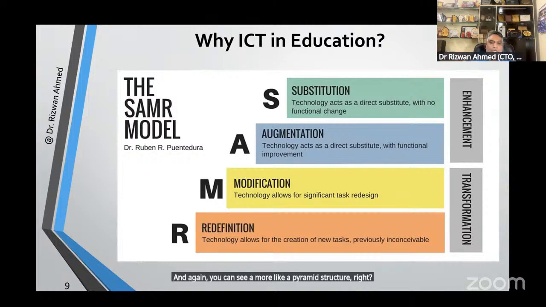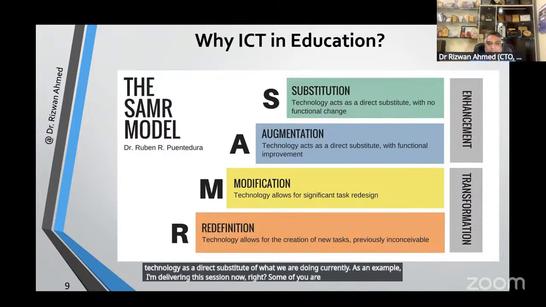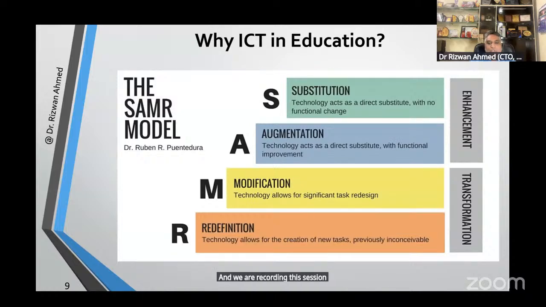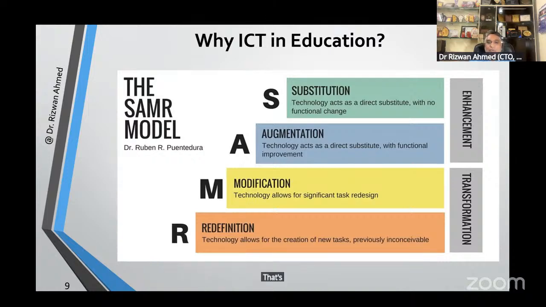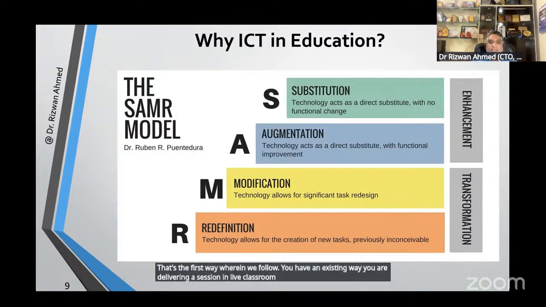In substitution, we make use of ICT technology as a direct substitute for what we are doing currently. As an example, I'm delivering this session now, some of you are attending online, and we are recording this session. Anyone who is not able to attend this session live could be given the recording as a substitution. That's the first way. You have an existing way, delivering a session in a live classroom or online as a webinar, you record it, and the recorded session could be given as a substitution to anyone who wants to attend it.